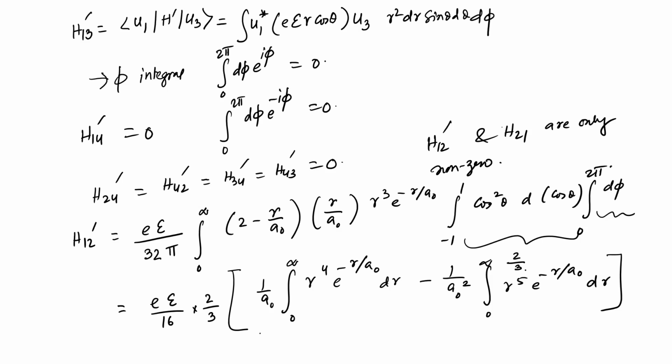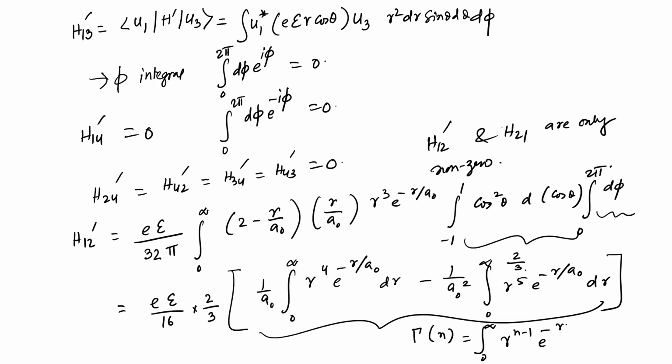So, this integral has to be solved, and what can be done is that you can use the gamma function form. Gamma of n is equal to the integral from 0 to infinity of r to the power n minus 1 e to the power minus r dr. This is called the gamma function integral, and it is equal to gamma n, and the gamma function has some properties.